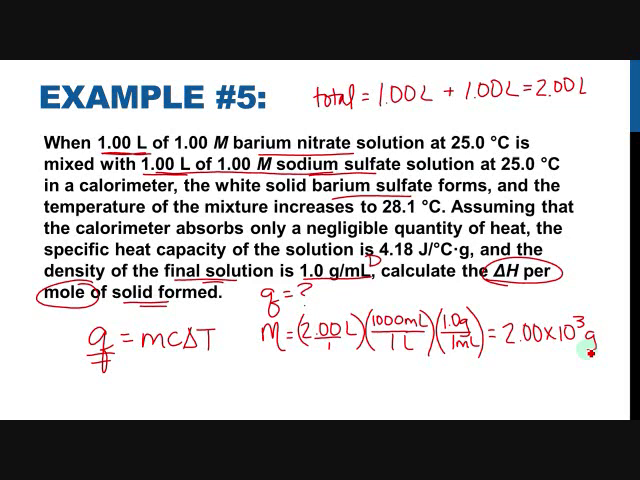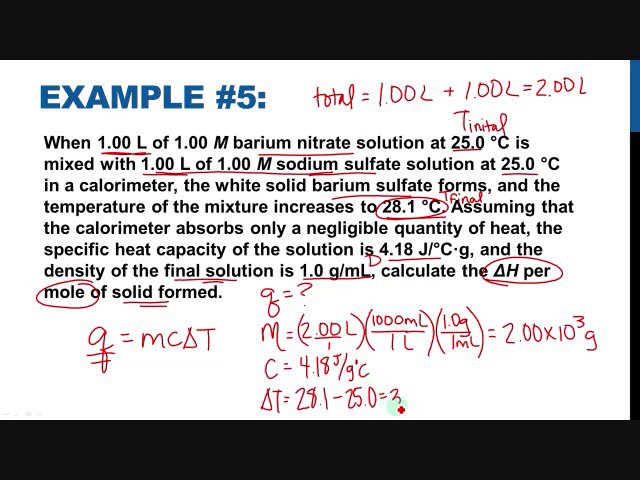Okay, then we still have C and ΔT to solve for. So the specific heat capacity, we are given that, is 4.18 joules per gram degree Celsius. And then the change in temperature: both of the initial solutions, the reactants, are starting at the same temperature. So that's the initial temperature, T initial. And then when they're mixed together, the mixture rises to 28.1, so that is T final. For finding change in temperature, we always want to take final minus initial. So we have 28.1 minus 25, which is 3.1 degrees Celsius.